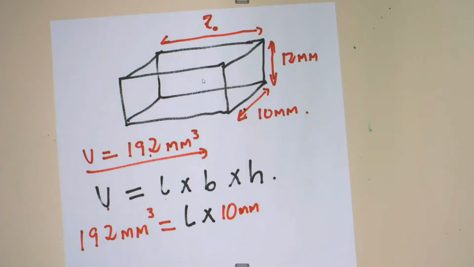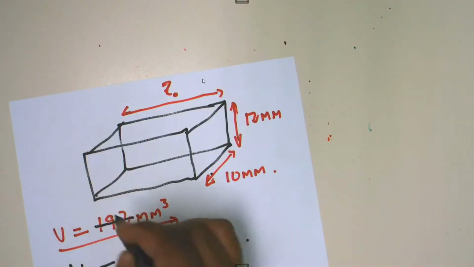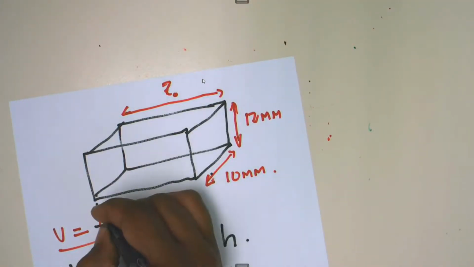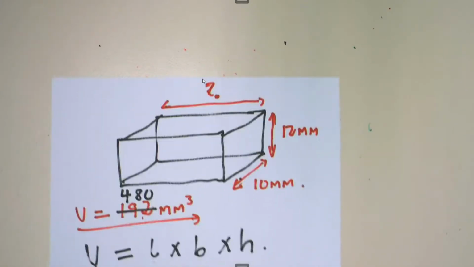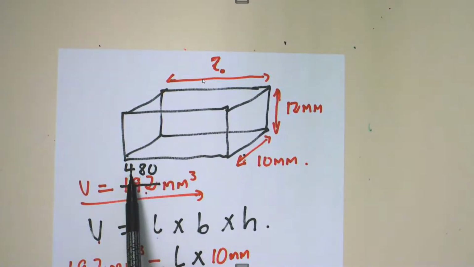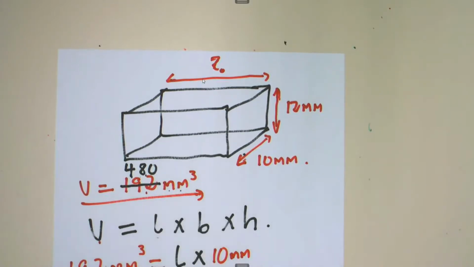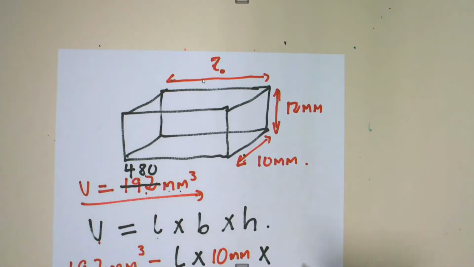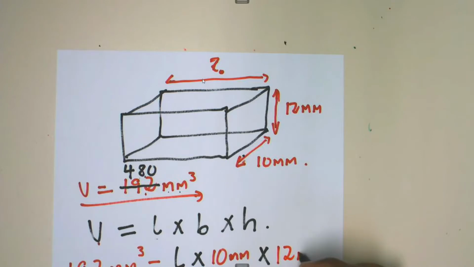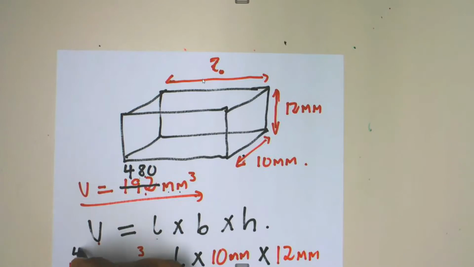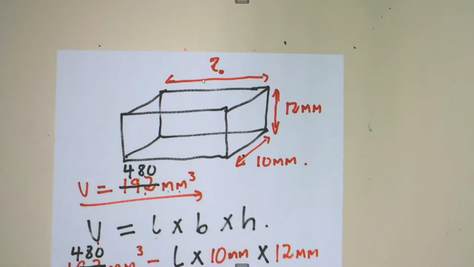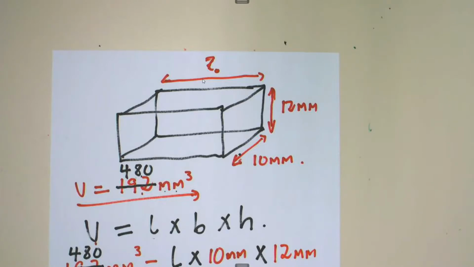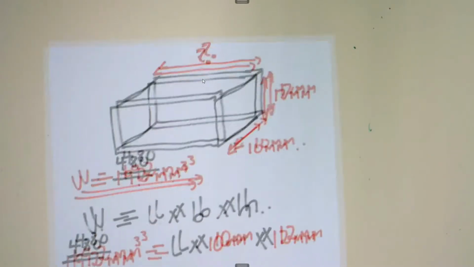Let me see. Okay, this one here, there was a mistake. It was given as 480. Sorry about that. It was given as 480 millimeter cubed. And therefore we multiply it by the height. What is the height? The height is 12 millimeters, and therefore let us change this one. It is 480 millimeter cubed. Right, and now let us continue.